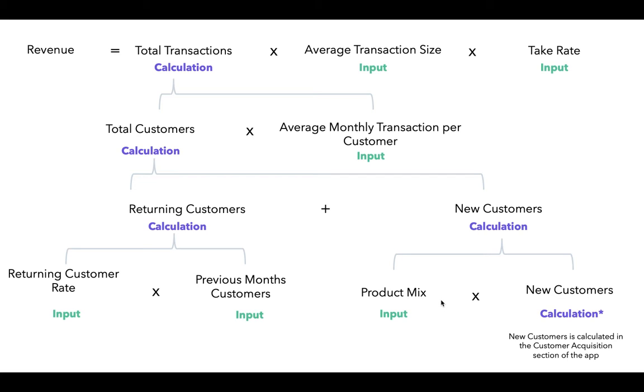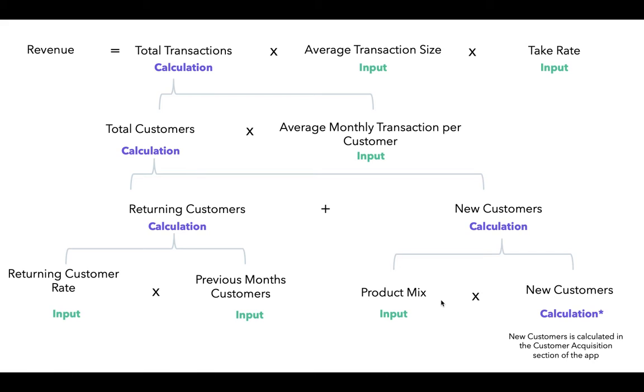So revenue is going to equal total transactions times the average transaction size times the take rate. And take rate can also be called commission rate as well. And we'll see throughout this revenue formula that some of these are going to be inputs, and then some of these variables are going to be calculations as well. Inputs are inputted by us as modelers. Calculations are going to be derived from other parts of the revenue formula. So average transaction size and take rate are both going to be inputted variables.